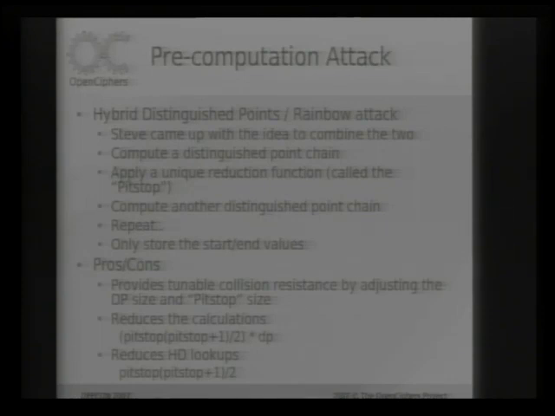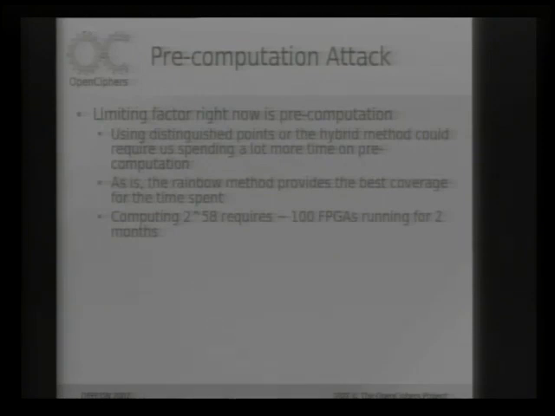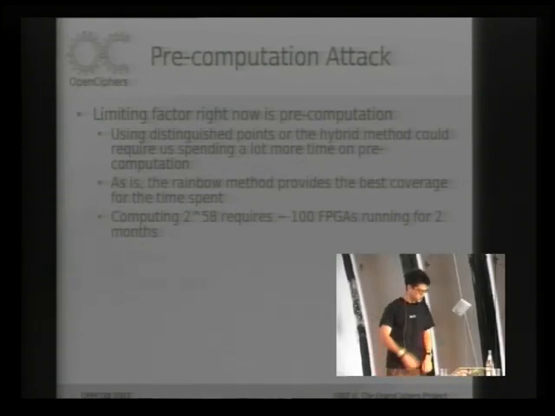We ended up messing around with it, and it seems like we'll be better off just using the rainbow table, because when we're spending months to calculate these rainbow tables, if we end up having collisions, it just multiplies the amount of time that we have to run the attack to get the amount of distribution that we need. So right now, the limiting factor is pre-computation.